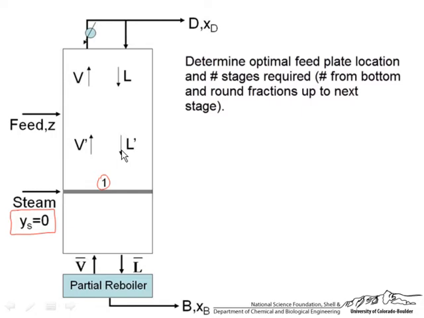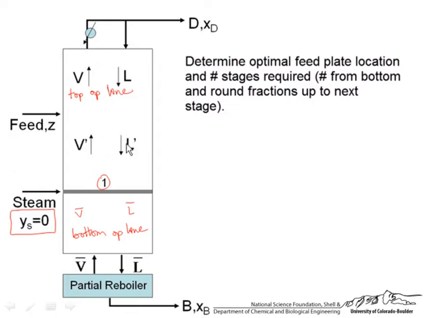Let's first look at our column. We have the first top section, and this has V and L in it, and this will be the top operating line. And at the bottom we've got V bar and L bar, and this will be a bottom operating line. But let's note that we have a middle section, and this is going to have its own mass balance because it is in between feeds.